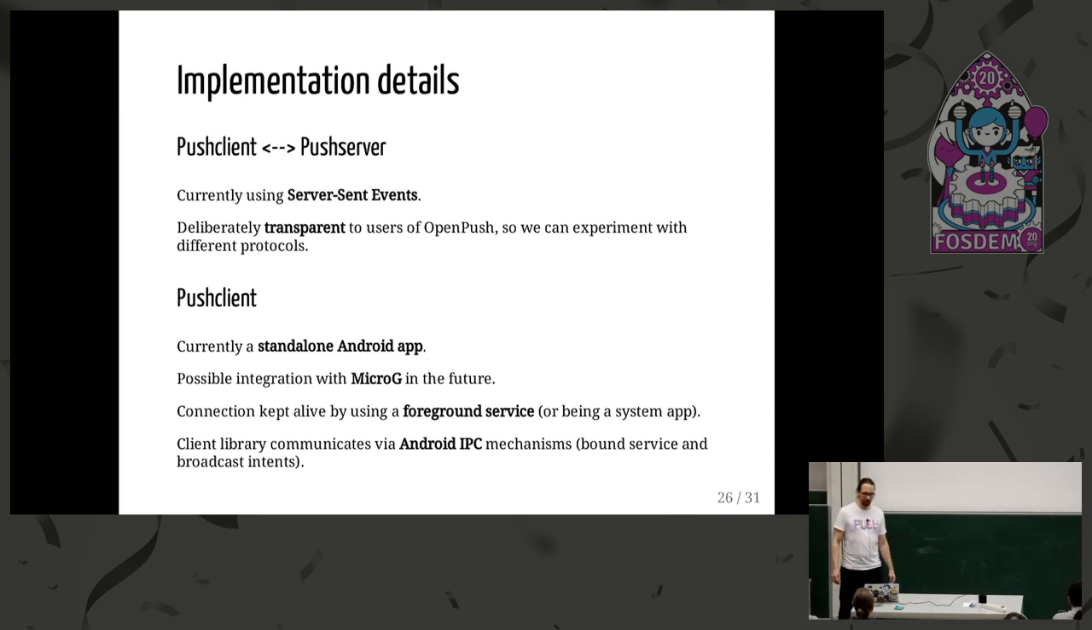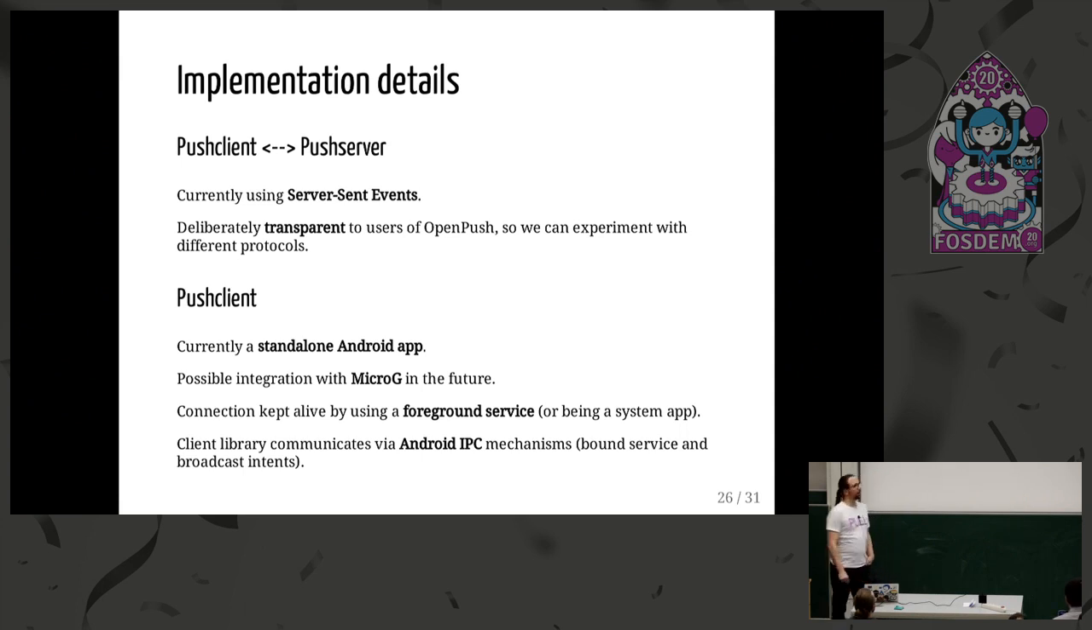If people don't know what MicroG is, it's an open source implementation of the Google Play services on your phone, which does allow you to use Google Cloud Messaging without using Google Play services on your phone. But it's still using Google servers and still requiring the proprietary app library, so it's not a very good solution from a privacy standpoint, or from a free software standpoint. But MicroG is already integrated in some Android ROM builds, so having this integrated in MicroG would maybe make sense in the future.